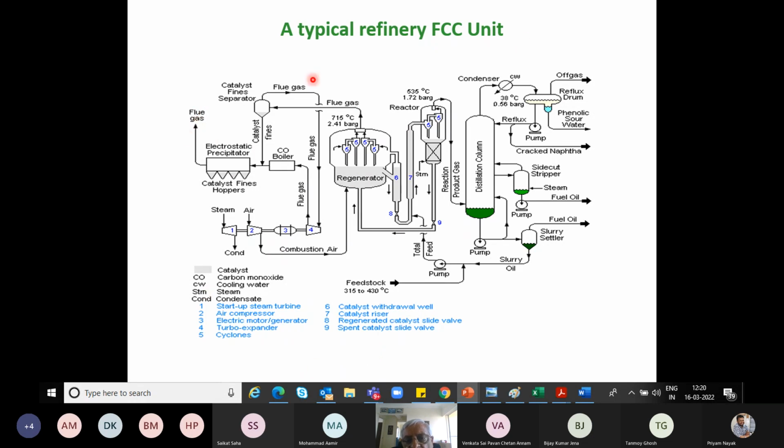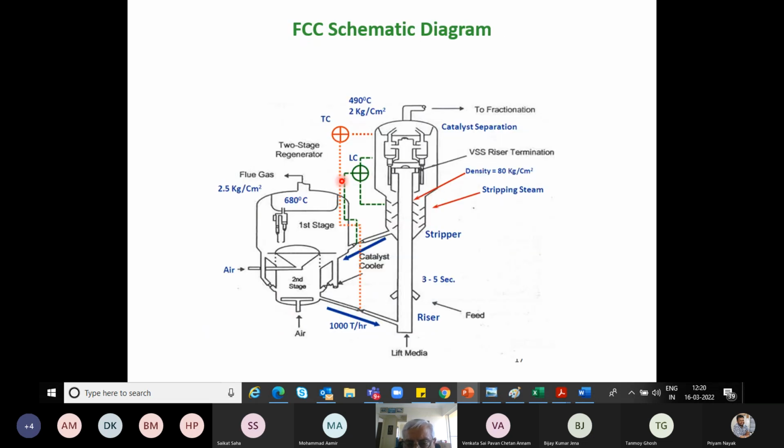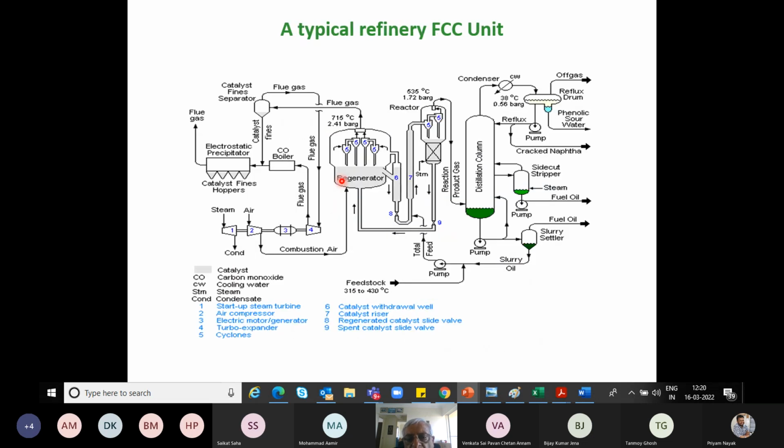So this is the full flow sheet of an FCC unit. I'll just repeat so that you remember. This is the reactor regenerator section that we talked about earlier, and we went into great depth about how you control temperature, levels, and pressures, etc. The reactor products go into the distillation column, and I'll get back to that in a minute. And the flue gas goes into the flue gas treatment section, where it consists of essentially three things.